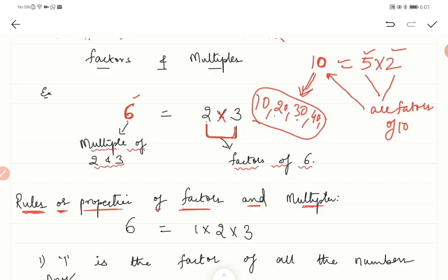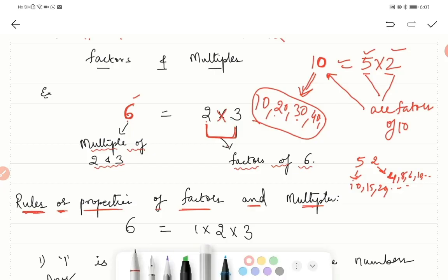Or the opposite, you can say that a multiple of 5 and 2 is 10. That means in the 5 and 2 tables you'll get 10, isn't it? So we have 5 2s as 10, and in the 5 table, multiples of 5 are 10, 15, 20 and so on. What about multiples of 2? You have 2, 4, 6, 8, 10 and so on, isn't it? I hope you understood what factors and multiples are.